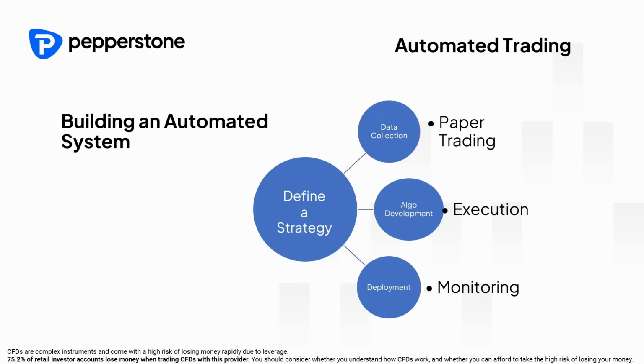Next, we can look at deployment. Once there is confidence in the performance of the system, you can deploy the system with real capital while continuing to monitor and refine it. The final step of the building process is monitoring and maintenance, continuously monitoring and maintaining the system's performance and making adjustments as needed to adapt to the changing market conditions.